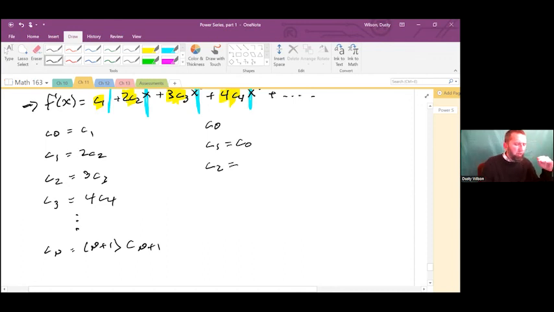Well, C2 is equal, C1 is equal to 2C2. So we could divide by 2, and so we'd get 1 over 2 C1, or in other words, 1 over 2 C0 for our C2.